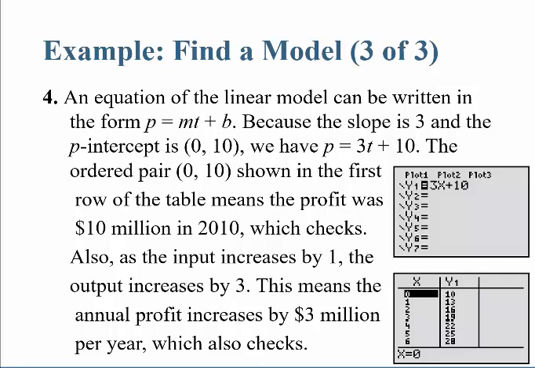An equation of the linear model here can be written in the form p equals slope times t plus b. Because the slope is 3 and the p-intercept is (0, 10), we have p equals 3 times t plus 10. The ordered pair (0, 10), shown in the first row of the table in your graphing calculator if you were to plug this in, means the profit was $10 million in 2010, which checks. Also, as the input increases by 1, as you go 1 year to 2 years to 3 years, whatever, the output increases by 3. So this means the annual profit increases by $3 million per year, which also checks.